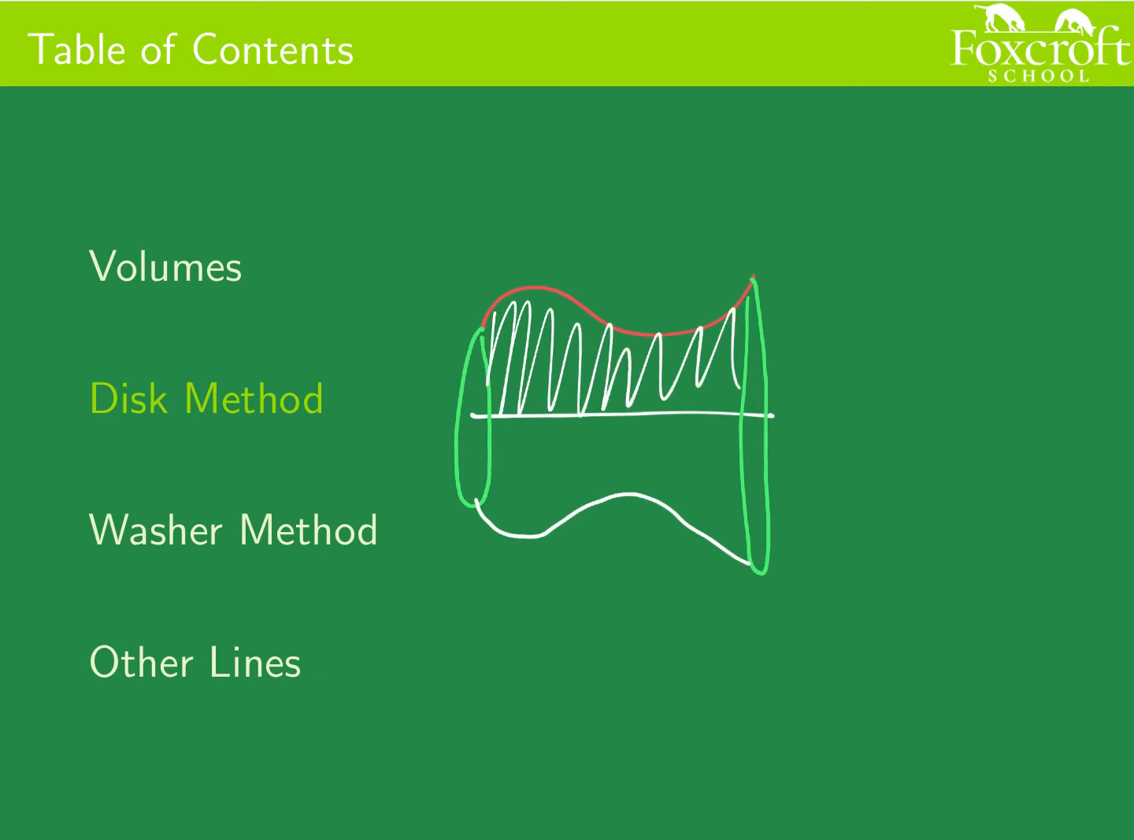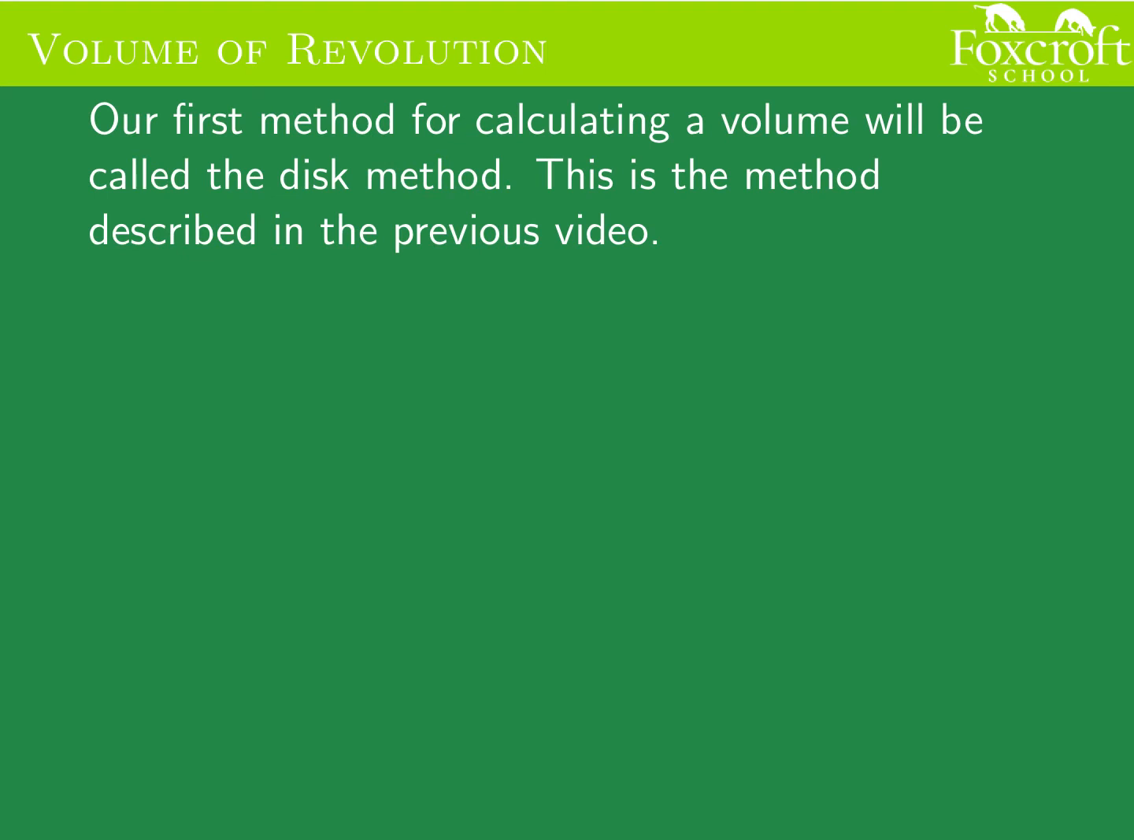So our first method is the disk method, which is pretty much the method we described in the previous video. You're going to do the integral from the start of your solid to the end of your solid, and then pi r squared is the area of all the circles you're adding together.